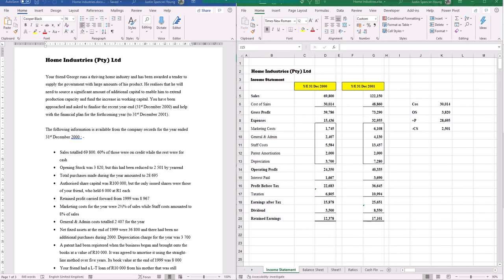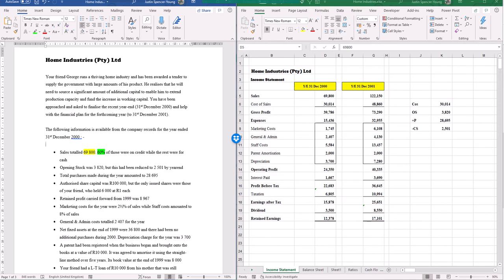Alright, so I'm jumping straight in here to the sales totaling 69,800. I'm just going to highlight these as we go down, and you can see I've put that in the sales box over here. 60% of those were on credit while the rest were on cash. So credit and cash sales both get listed as sales. The important part here is that this 60% is relevant to us when we calculate debtors shortly. So I'm just going to make it another color as it represents a balance sheet item.